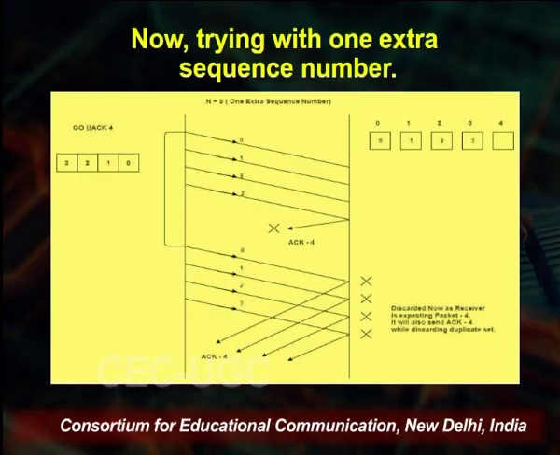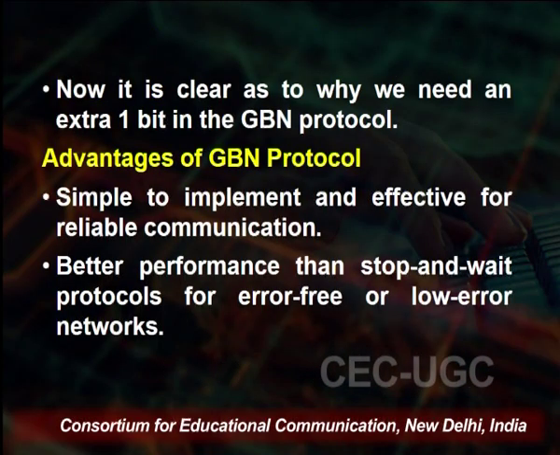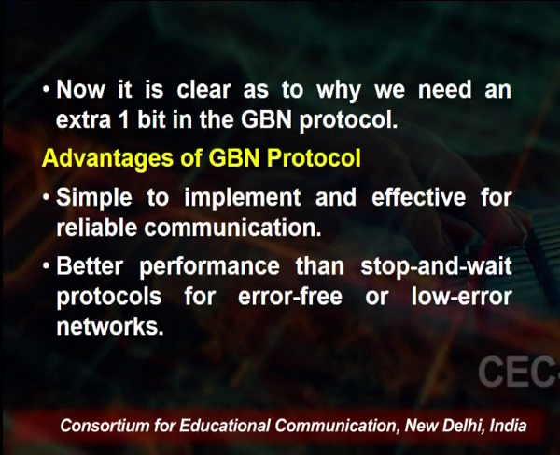It is going to save the receiver from the goof up of having duplicate packets, identification of duplicate packets. So, it is clear why we are looking for that extra 1 bit in the go back N protocol.